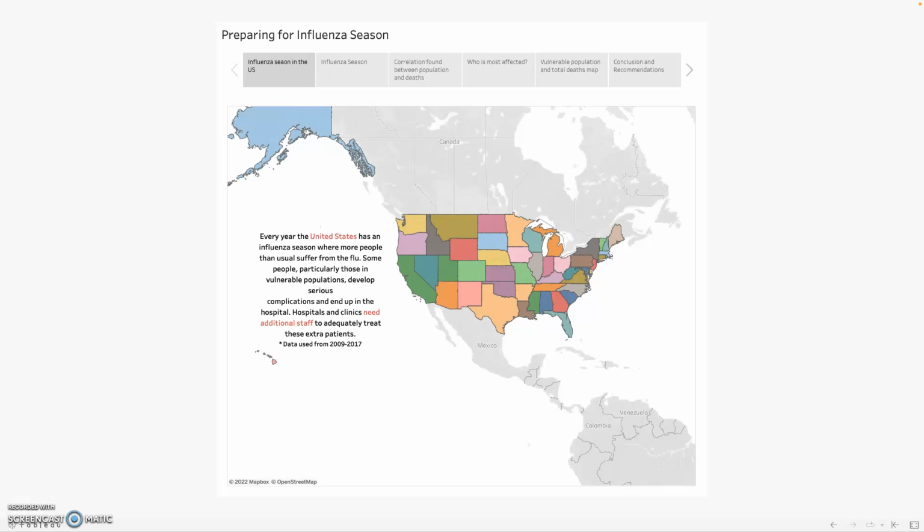The medical staffing agency provides this temporary staff, and it is important to note that the agency covers all hospitals in each of the 50 states in the United States, and will be planning for the upcoming influenza season. The data we use is from 2009 to 2017.